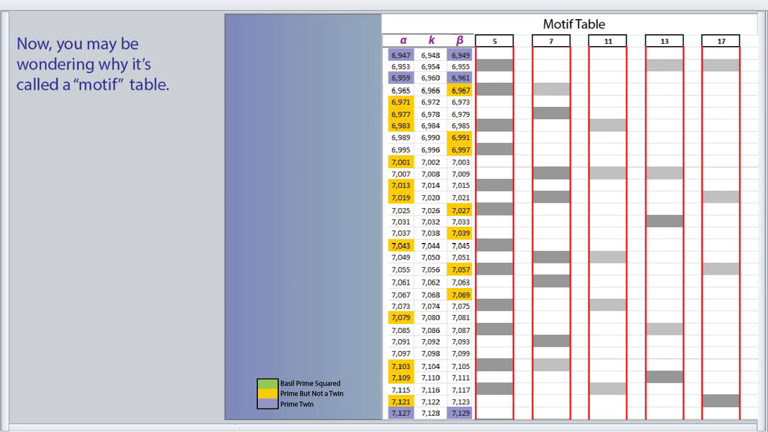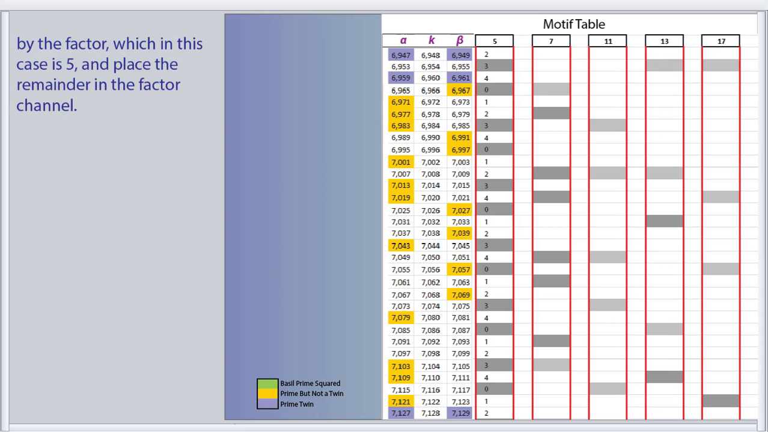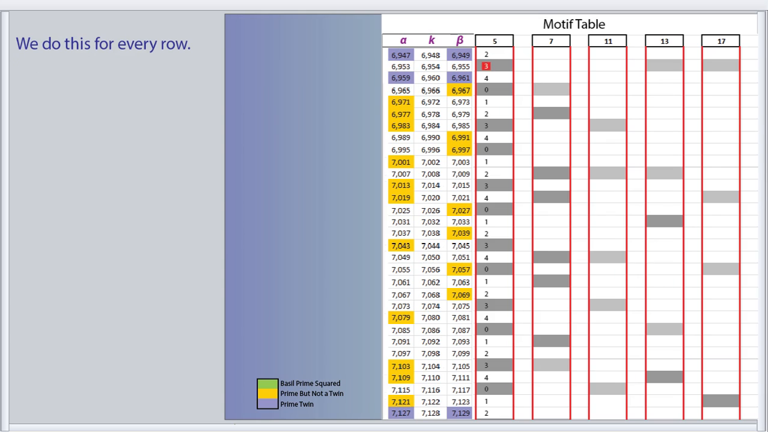Now you may be wondering why it's called a motif table. To explain that, we need to make a few more changes to the table. First, we must add a column of numbers to the 5-factor channel. To obtain the number in the first row, we divide the alpha complement by the factor, which in this case is 5, and place the remainder in the factor channel. So 6947 divided by 5 gives 1389 with a remainder of 2, and 6953 divided by 5 gives 1390 with a remainder of 3. We do this for every row.